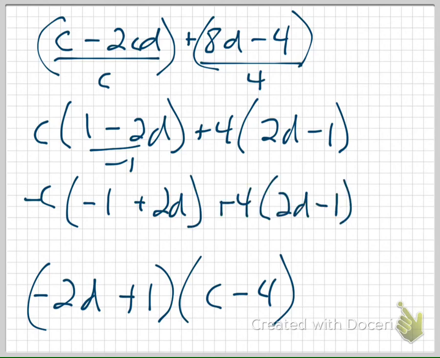You're right. They're the same thing. Okay. Do you see what she's saying? Because now the answer would be 2D minus 1 times negative C plus 4, or 4 minus C. Yeah, either one. Either one would work. They're the same thing. Okay.